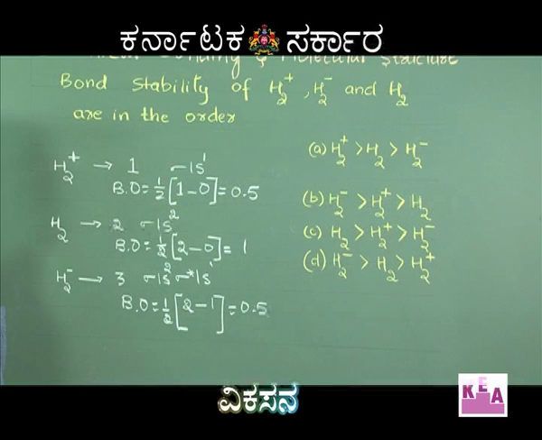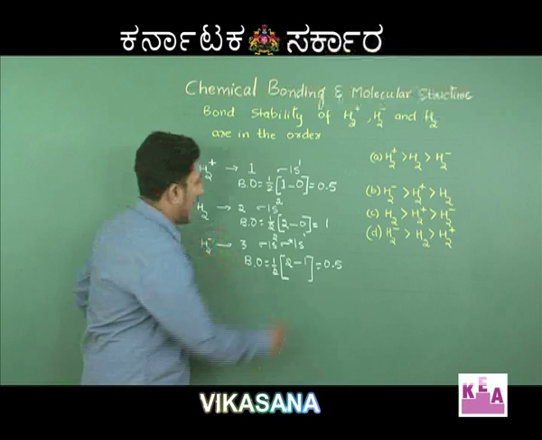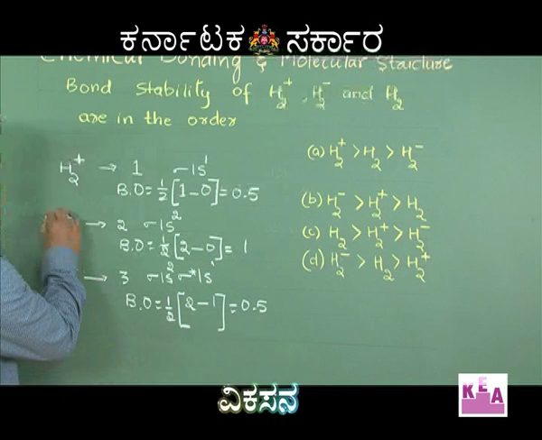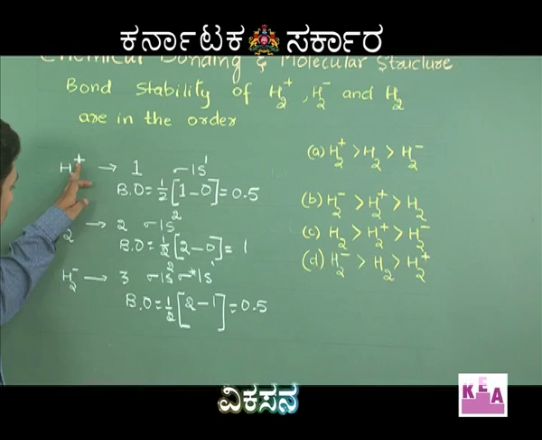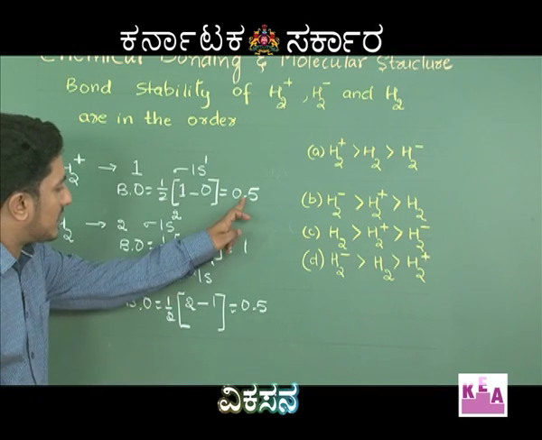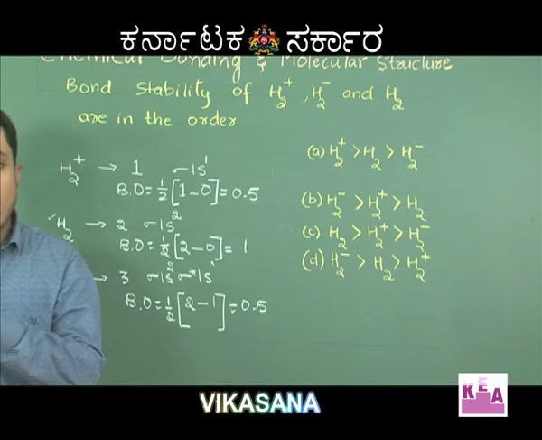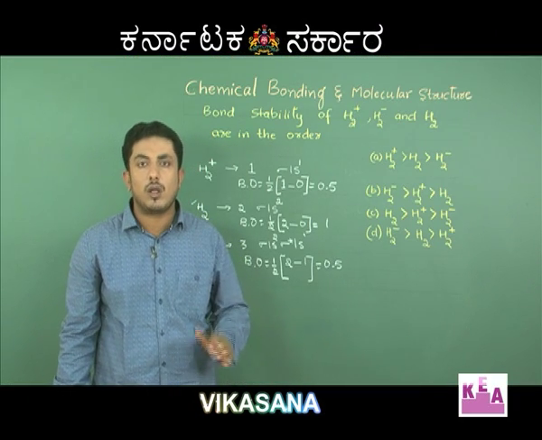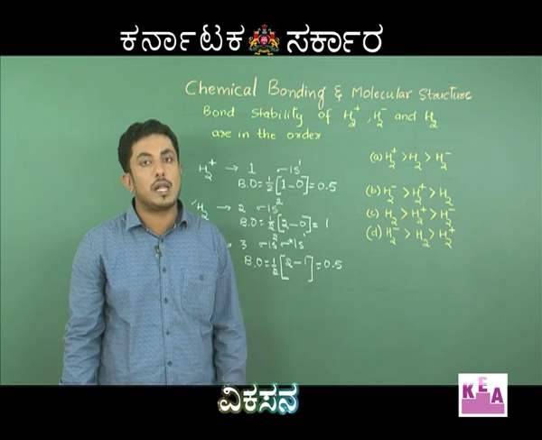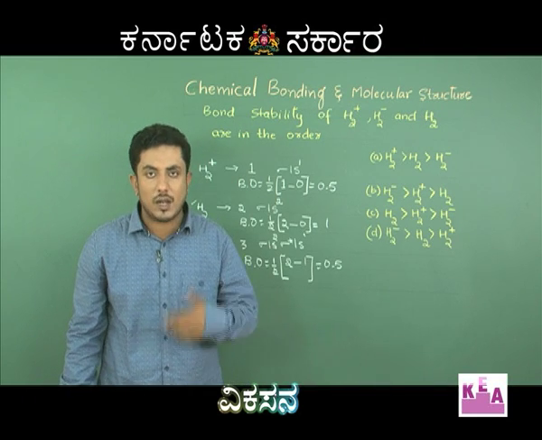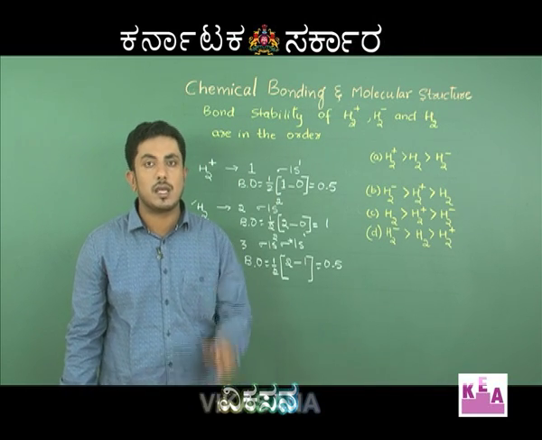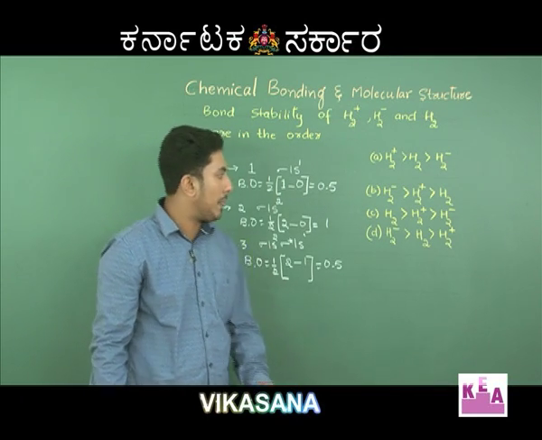Bond stability can be predicted based on the bond order. As the bond order increases, the bond stability also increases. Out of the three species, H2 has highest bond order, hence it is most stable. H2 plus and H2 minus have same bond orders. If the bond orders are same, then the stability is predicted based on the number of electrons that are present in anti-bonding orbitals. As the number of electrons in anti-bonding increases, the stability decreases.